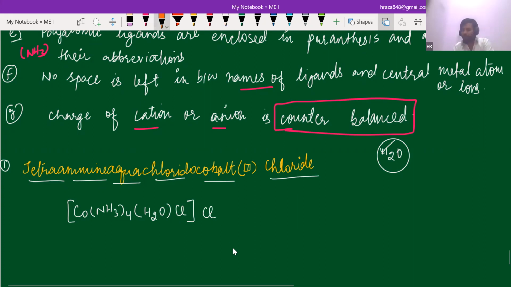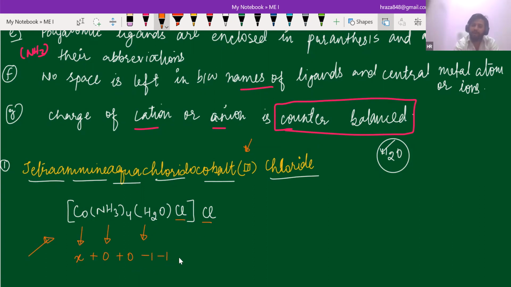Now you just write it as it is, and in the name it is given that cobalt must have oxidation state +3. You check the oxidation state after writing the formula. So this is x, NH3 is a neutral ligand, so 0. H2O is also a neutral ligand, so 0. And there is chlorine -1, and also another chlorine -1, which equals 0. x minus 2 is equal to 0, so x will be equal to +2. But in the question, it is given that it has +3 oxidation state, and you are getting +2.